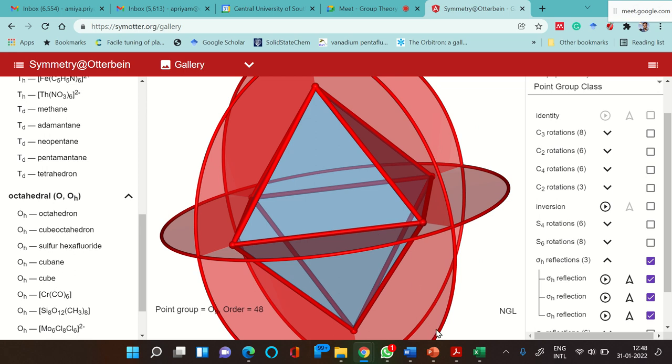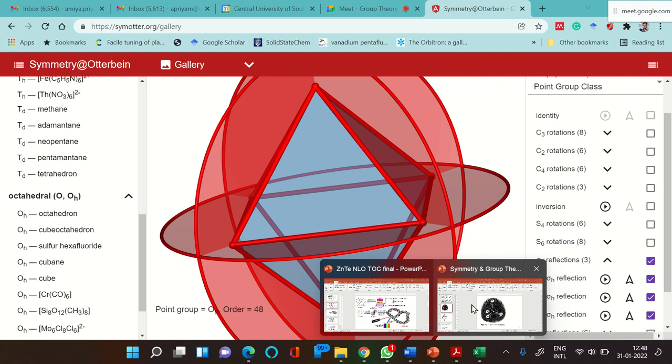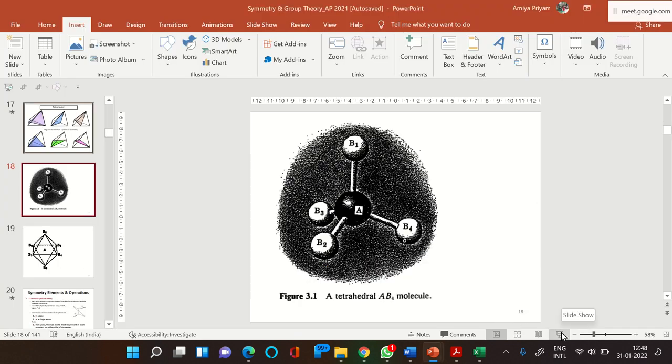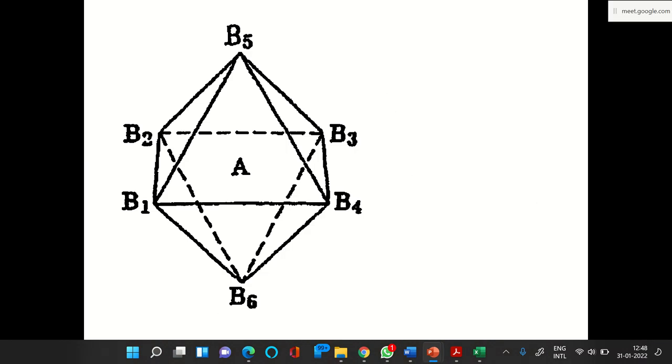So if I have to write those three, let's come to this figure. So now you write it here, the three planes that we have just visualized. Can you write it? How will you describe it? So there are three planes of one type.